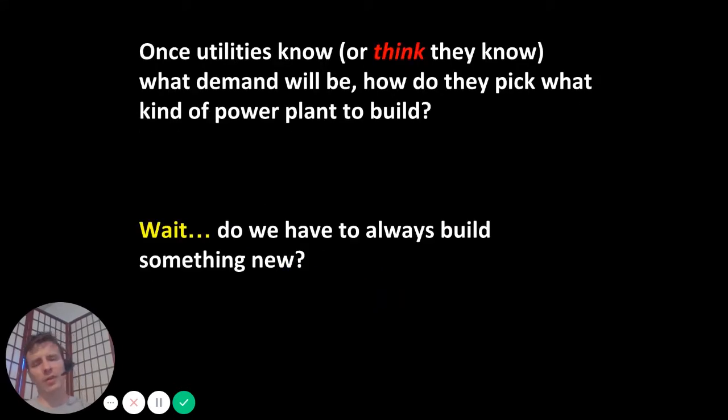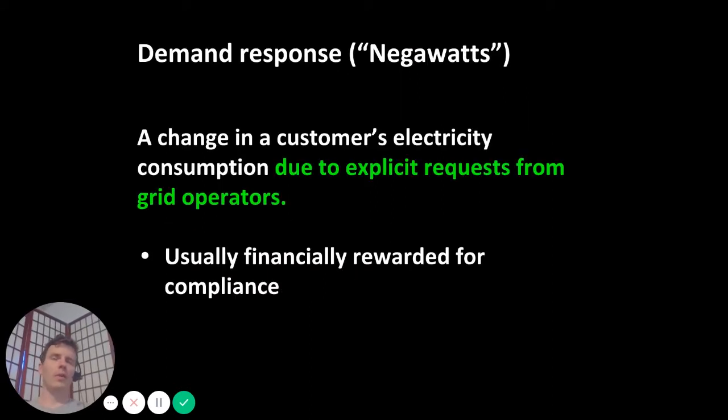So this brings up another question, which is, do we always have to build something new to meet future electricity demand? And the answer increasingly is no. There are other options for meeting peak system demand apart from building new capacity. And one example, which we'll talk more about later in this class, is demand response.